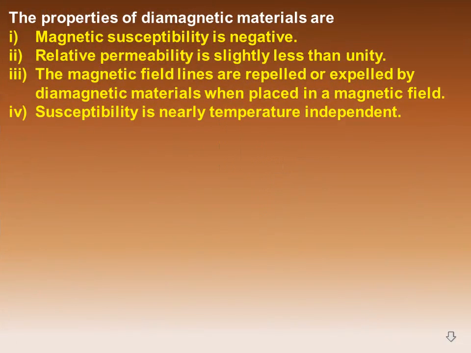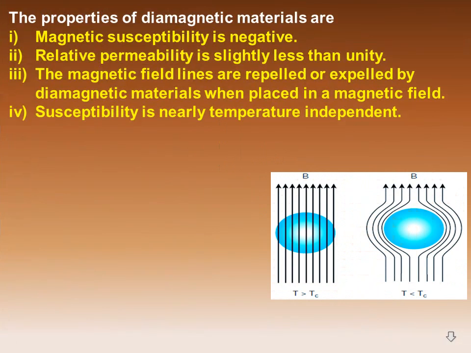So what are the properties of diamagnetic materials? They have some peculiar properties compared to ferromagnetic and paramagnetic materials. First, magnetic susceptibility is negative. Second, relative permeability is slightly less than unity. Third, the magnetic field lines are repelled or expelled by the diamagnetic material when placed in a magnetic field. I will show an example of this.